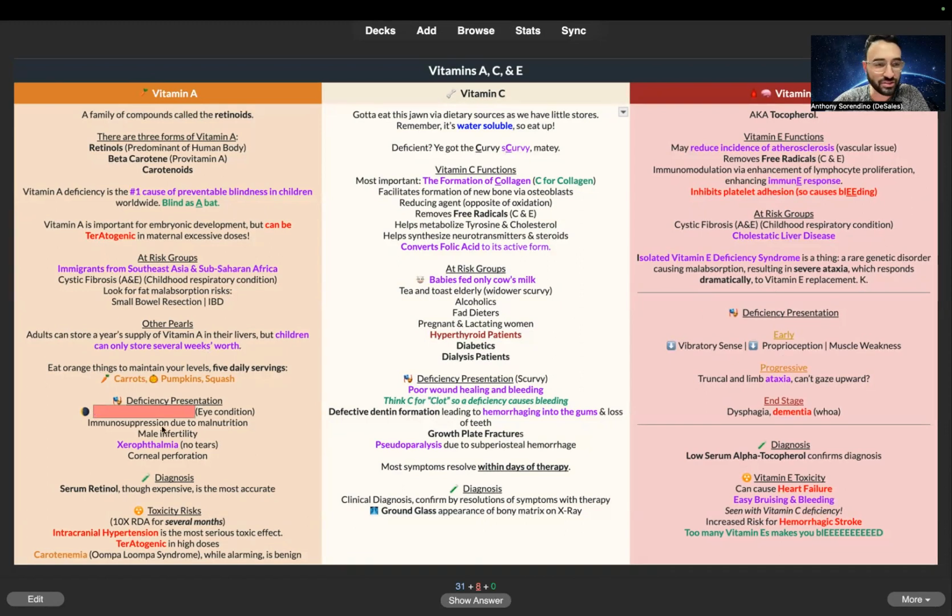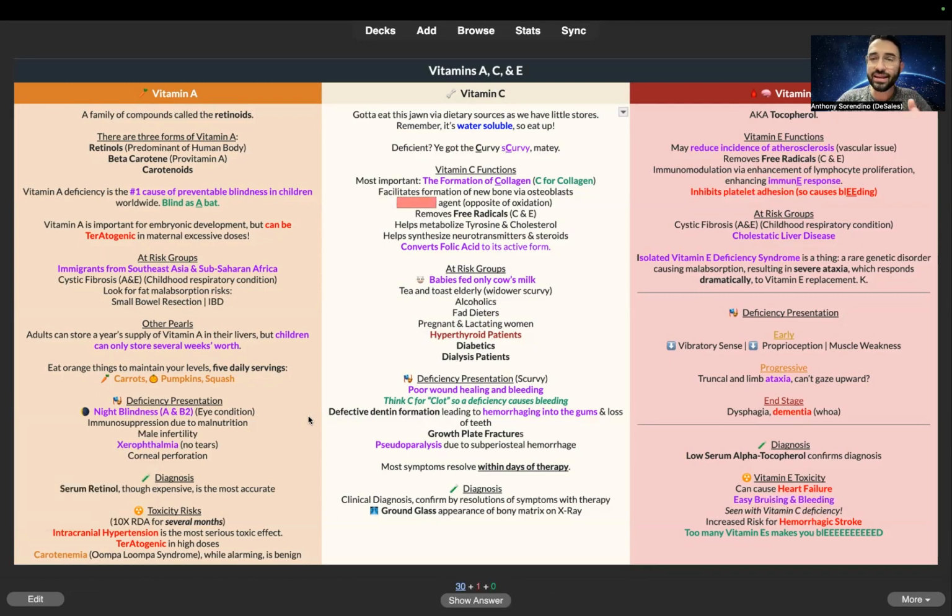I shouldn't have put the K there. It looks like vitamin K. Night blindness, aka tocopherol or something. Inhibits platelet adhesion for vitamin E, converts folic acid, that's vitamin C, is the most serious toxic effect. Intracranial hypertension deficiency. So these early onset deficiencies of vitamin E are going to be that decreased proprioception, vibratory sense. We have toxicity risk, 10 times. So it takes several months, 10 times. So it's not easy to get vitamin A toxicity. Vitamin E toxicity, too much of this is going to be easy bleeding or bruising.